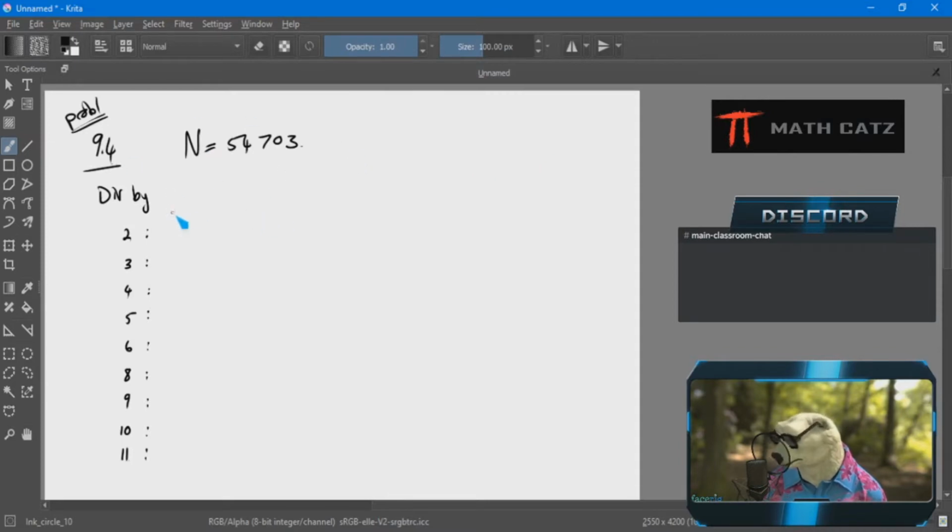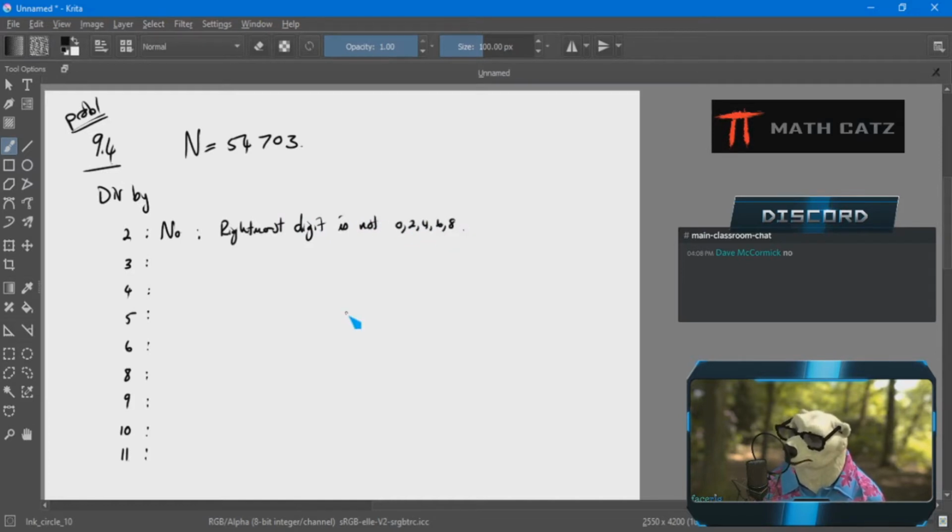That's tedious and annoying. So, is it divisible by 2? It's going to be yes or no. Silence is not one of the options. No, it is no. And then a little reason here, because the leftmost digit is not 0, 2, 4, 6, or 8. Something like that. Some little short description why you're saying that.